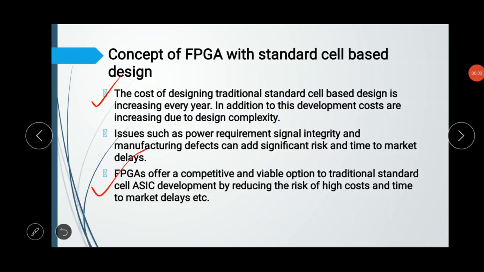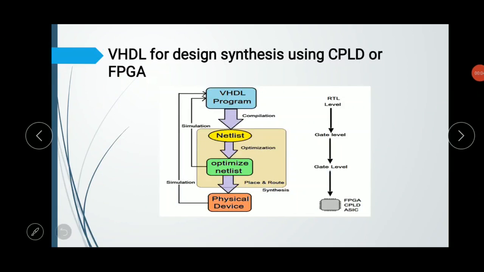Next is the VHDL for design synthesis using CPLD or FPGA. CPLD means complex programmable logic device and FPGA is field programmable gate array. So here the first block is the VHDL program. So the VHDL design flow starts with writing the VHDL program.